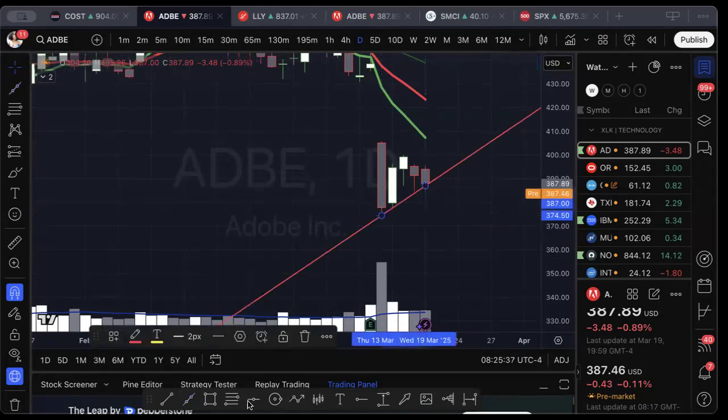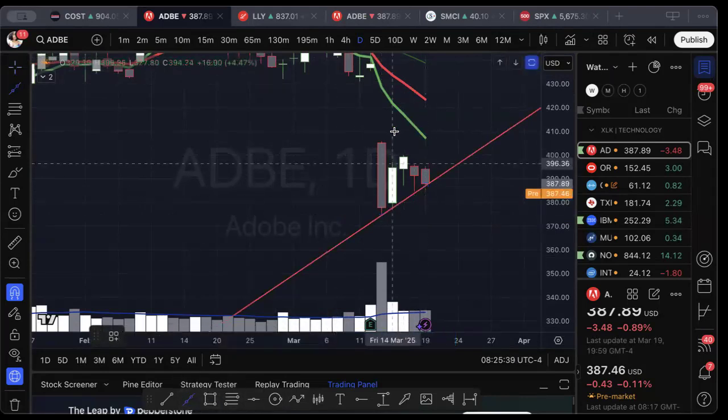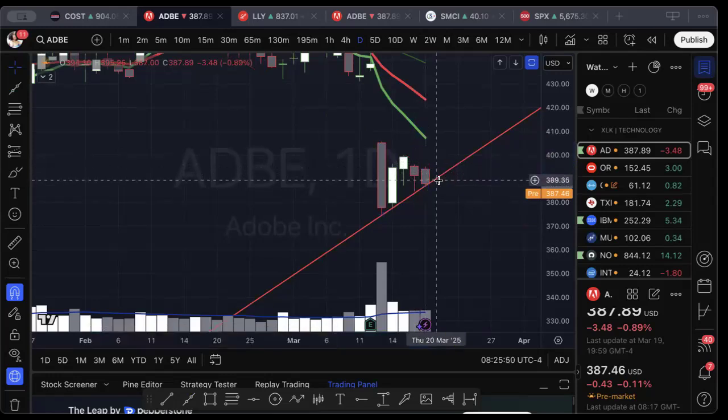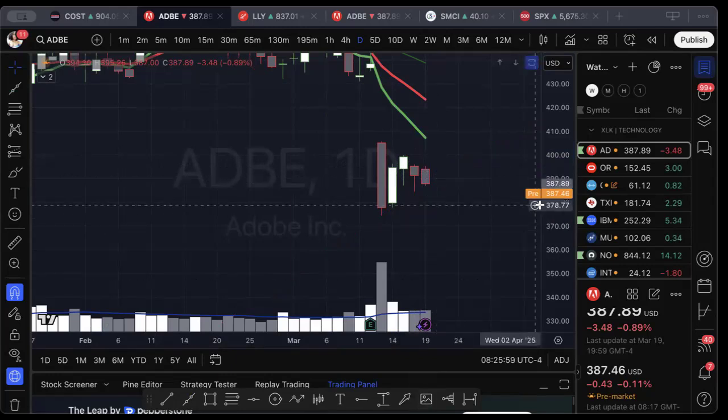So I must say that it appears as if Adobe is in a wedge right now. This is actually one of my hated setups whenever there's a wedge pattern that has presented itself. However, we are getting to the convergence of that particular wedge, where it's starting to contract in reference to price action. So, what do we have?